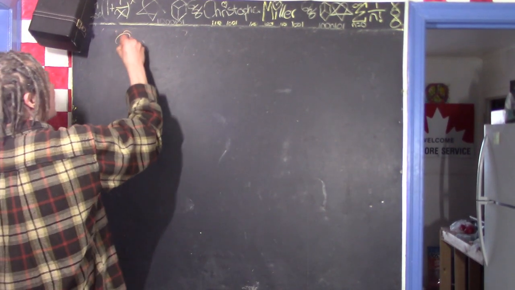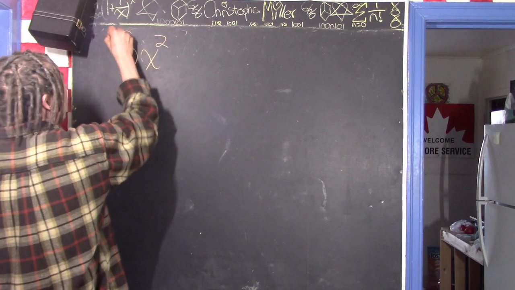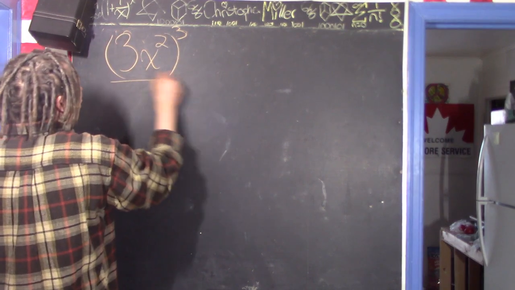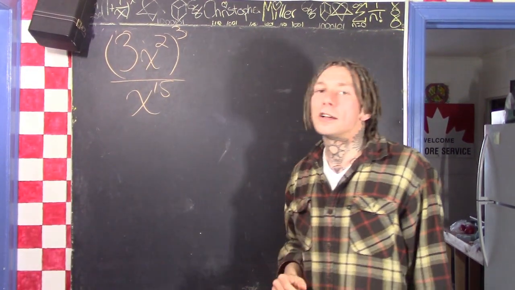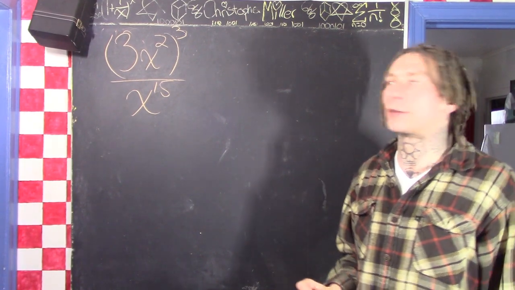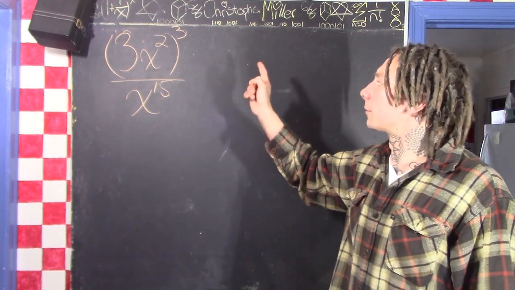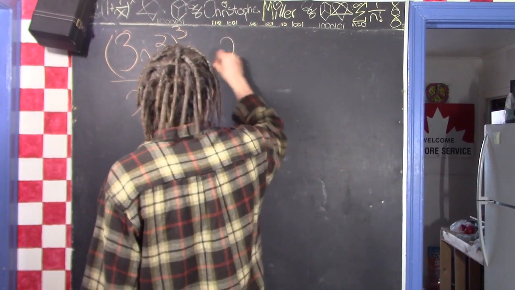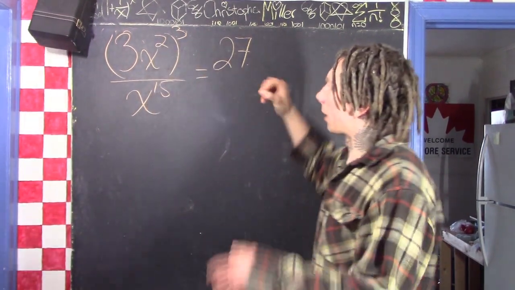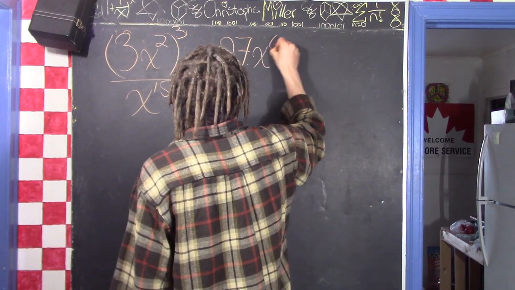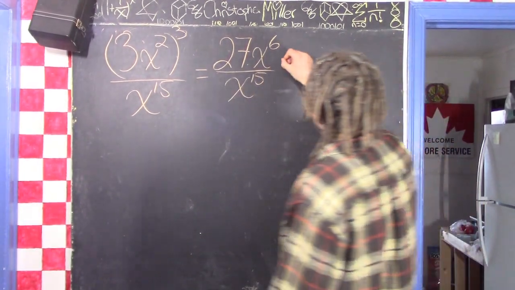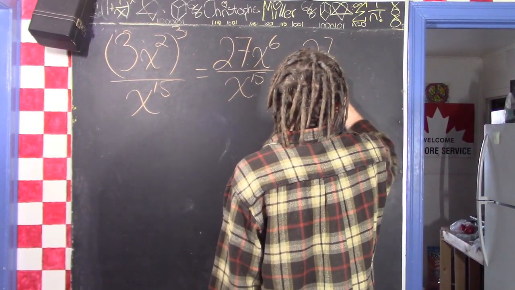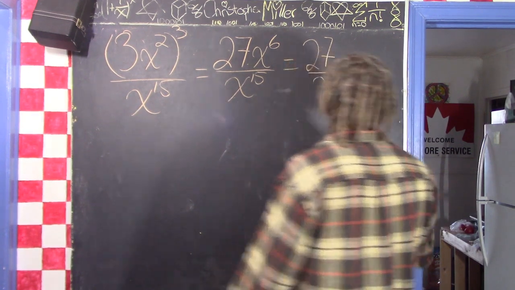Let's simplify some expressions. Let's start with something like (3x squared) cubed all over x raised to the 15. Something simple like this, we'll run with the parentheses first. The power of 3 cubed would equal 27. X squared cubed would give us x raised to the 6th divided by x to the 15. Dealing with our x's, we would get 27 over x to the 9.